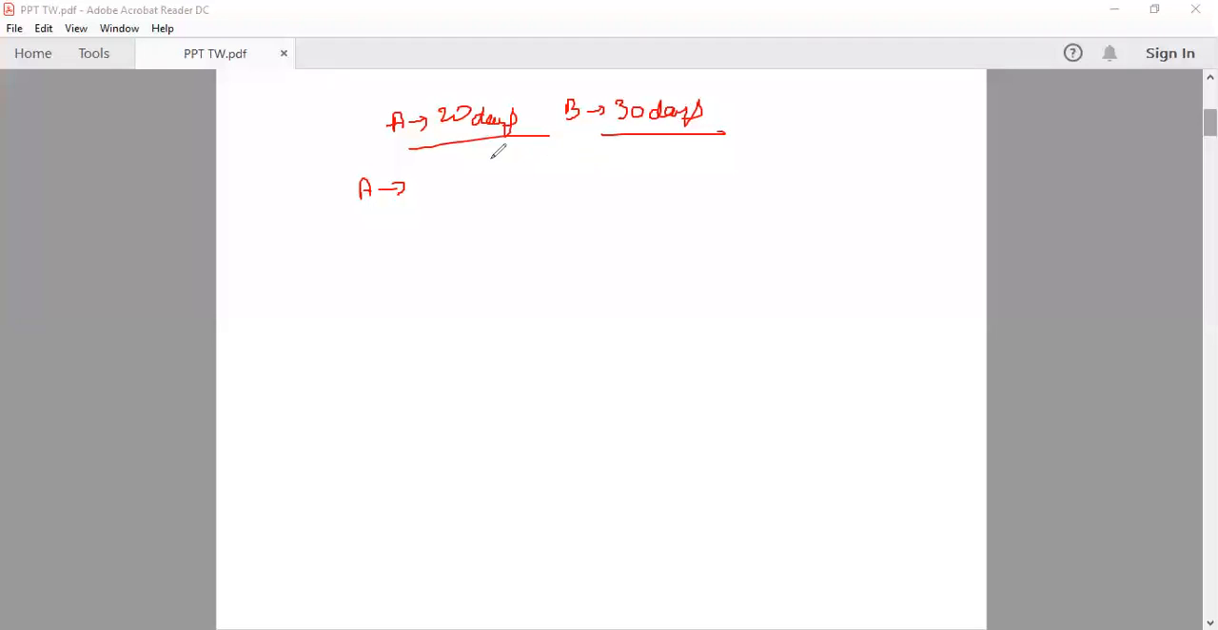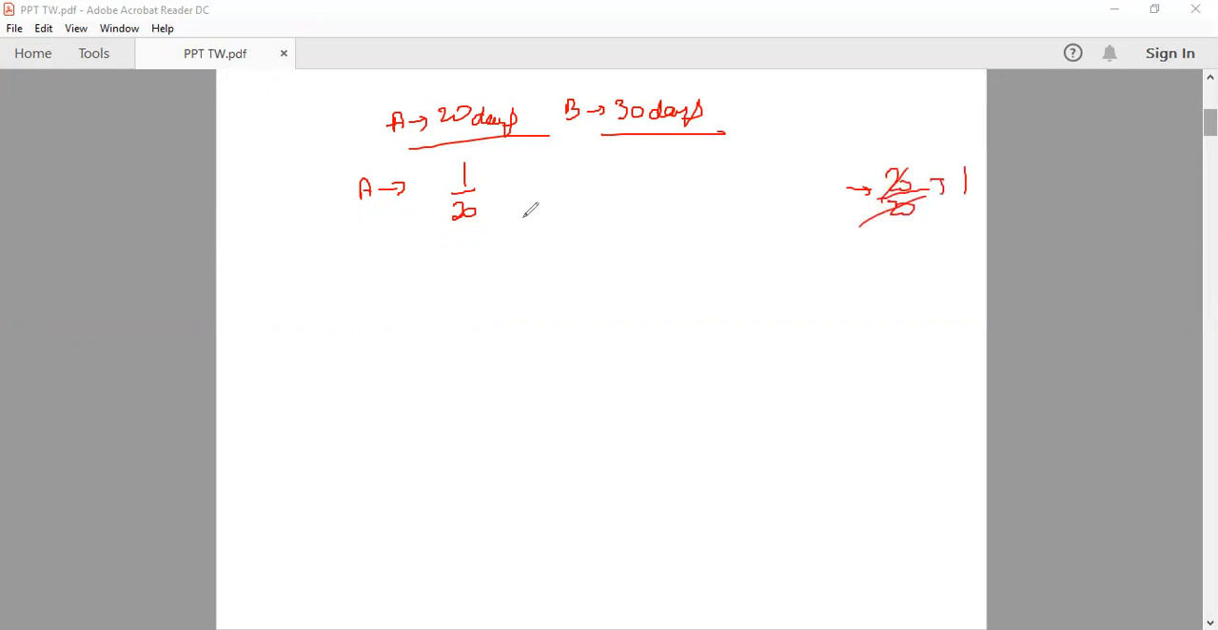Now in the fraction method, if A is completing the work in 20 days, then how much work will A do in one day? 1 by 20 of the work. We always assume the first day is 1 by 20, the second day is 2 by 20, and continuing this way, on the 20th day he has done 20 by 20 work, work finished.